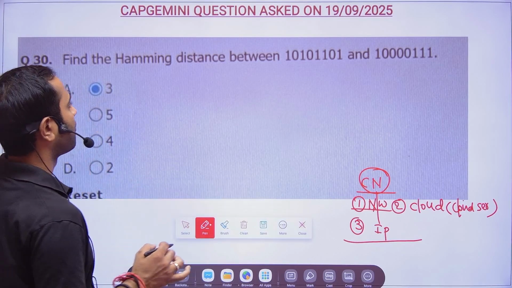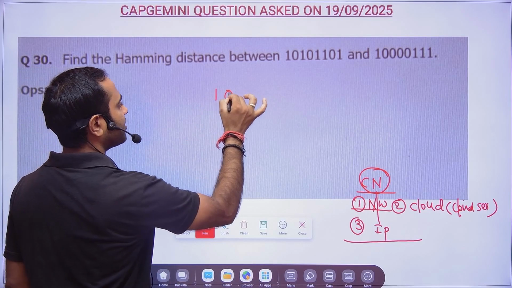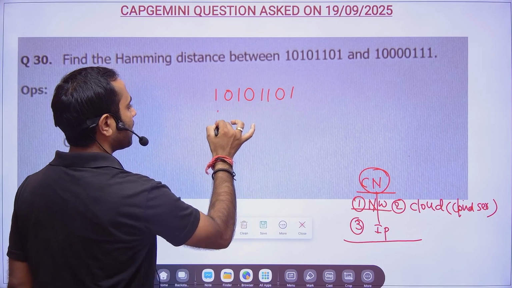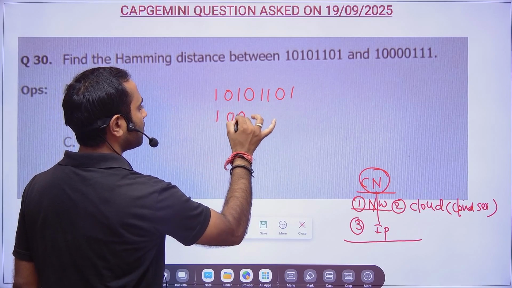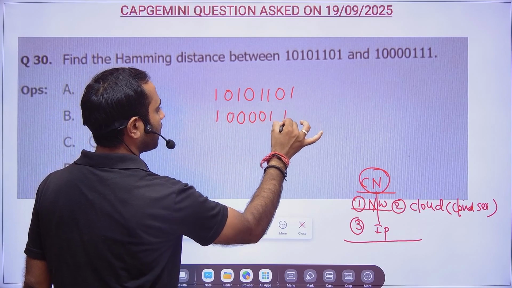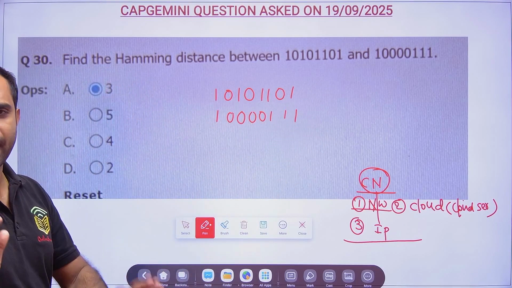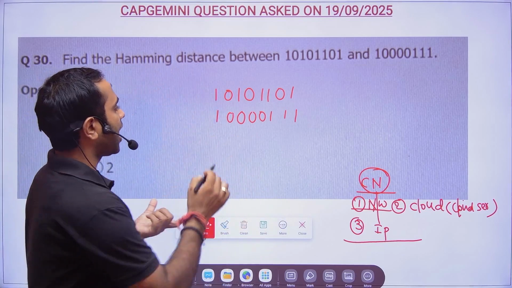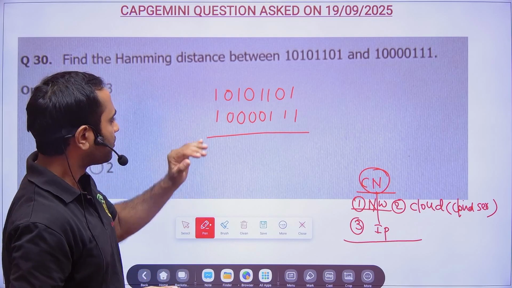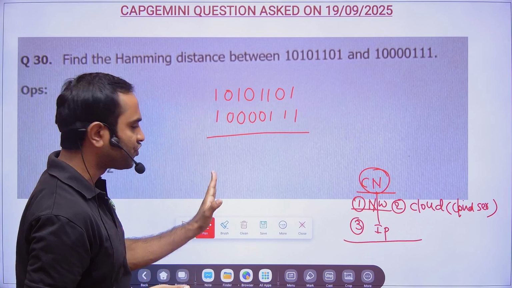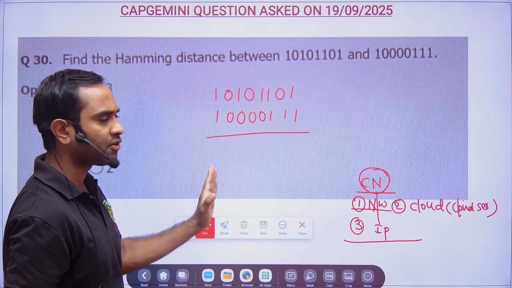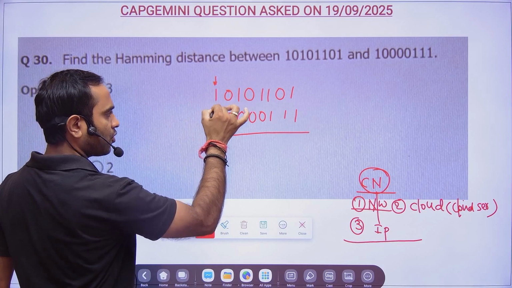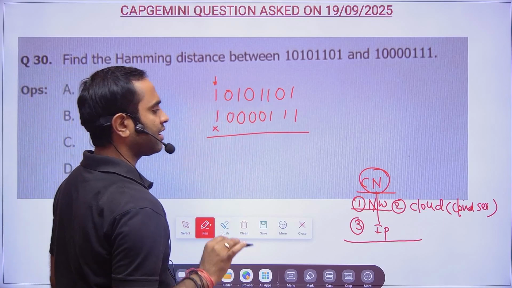Friends, what they are telling: find the Hamming distance between 1011 and 1000 0111. So you have to find out the Hamming distance. Friends, I will tell you the best thing. Whenever you have to find the Hamming distance, you just try to find out which particular column has different elements. If both are the same, it will not be counted as a Hamming distance.